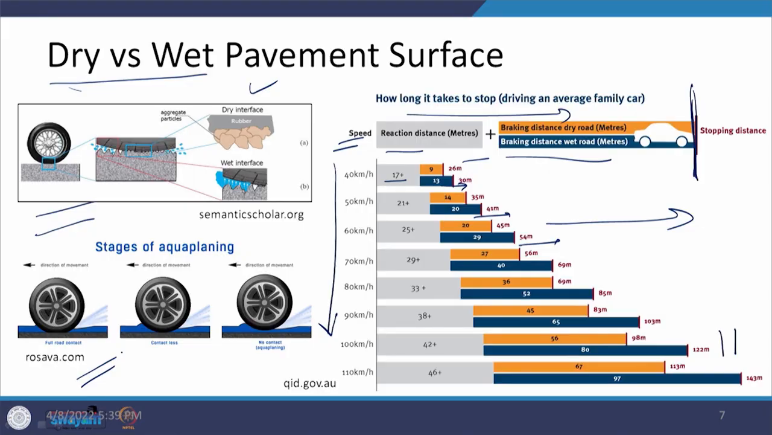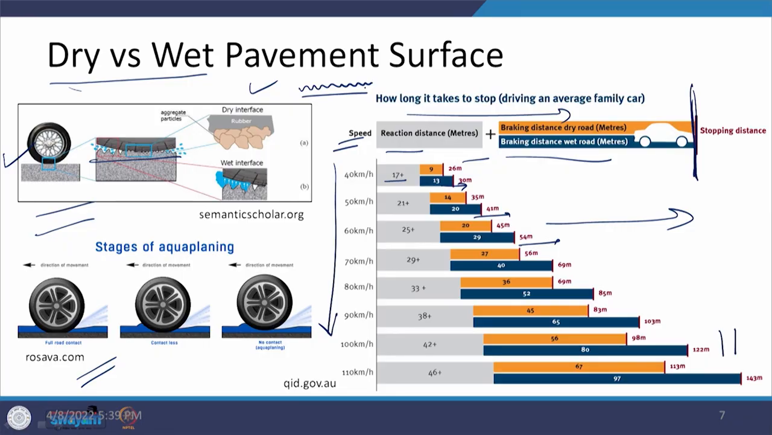Now why this effect is coming, we can probably understand from these two figures provided here. When you are talking about a tire moving on the surface of a pavement, the surface is generally taken as smooth, but in actuality, at a micro level, it is not smooth. It is going to be something like this. There are going to be protruding items, in terms of aggregates maybe, which may be coated with bitumen, and they provide this type of surface.